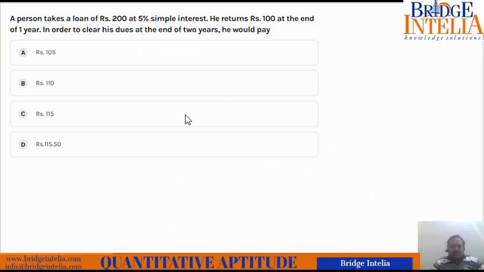Now let's see this question. A person takes a loan of rupees 200 at 5% simple interest. He returns rupees 100 at the end of 1 year. In order to clear his dues at the end of 2 years, how much should he pay? So this is the case of simple interest.